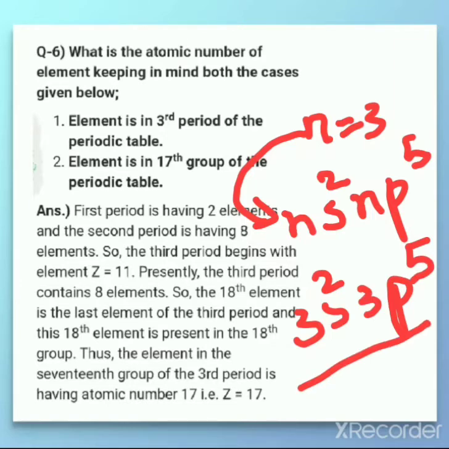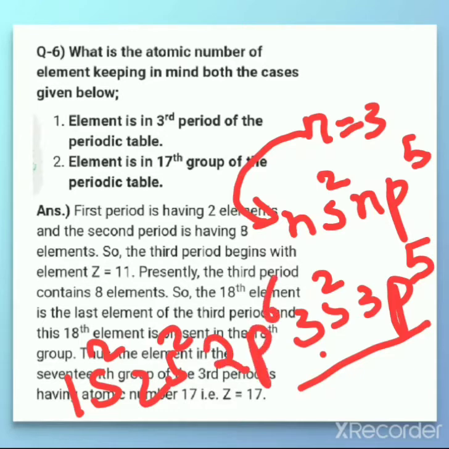And we know that the filling of 3s2, 3p5 only takes place after the filling of inner orbitals, that is 1s2, 2s2, 2p6. So, this is the electronic configuration we come up with the help of these two hints which are given to us.